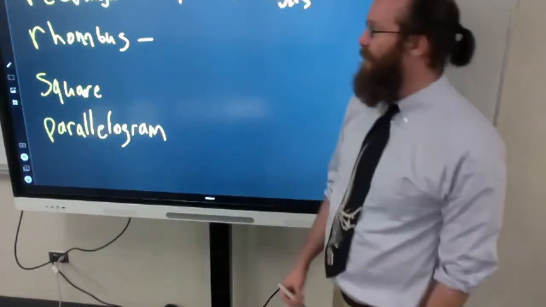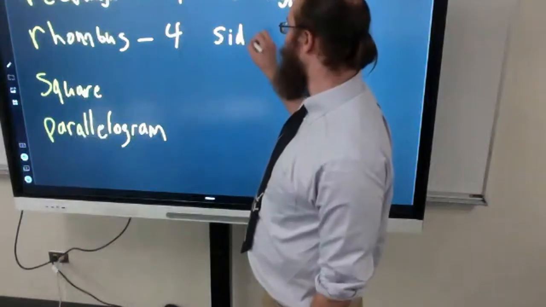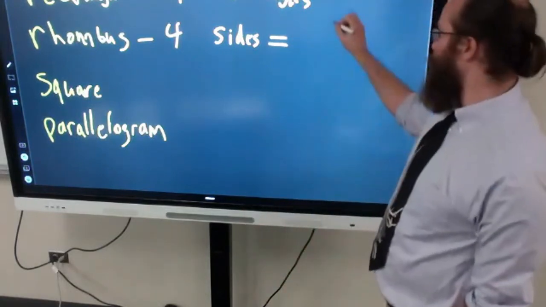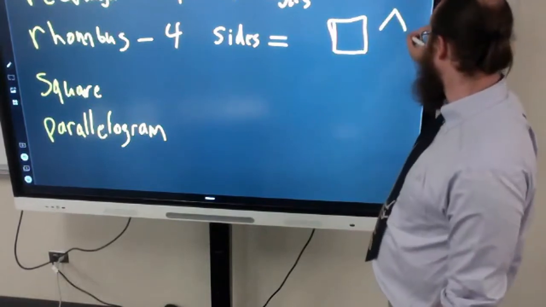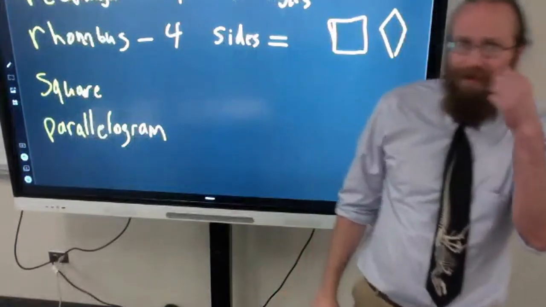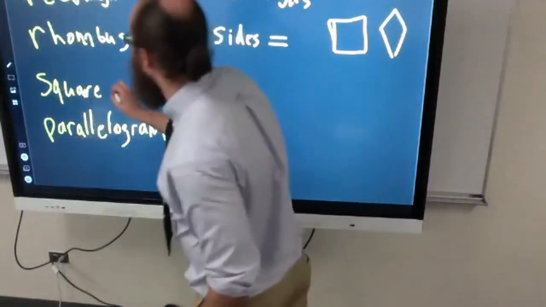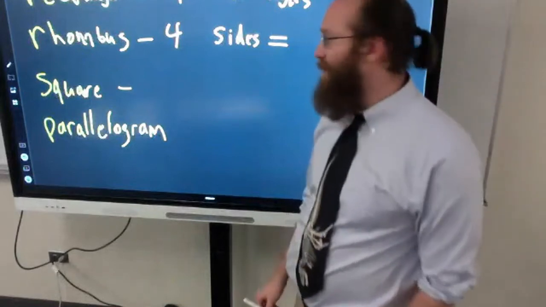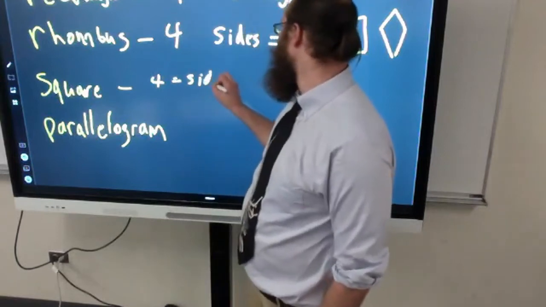A rhombus has 4 sides that are the same. And a rhombus can either look like a square, or it can look like a diamond, like a kite. A square and a diamond are not congruent to each other, so just because you know one side of the rhombus doesn't mean that you know they are congruent. A square is like a rectangle and a rhombus put together. They have 4 equal sides and 4 equal angles.